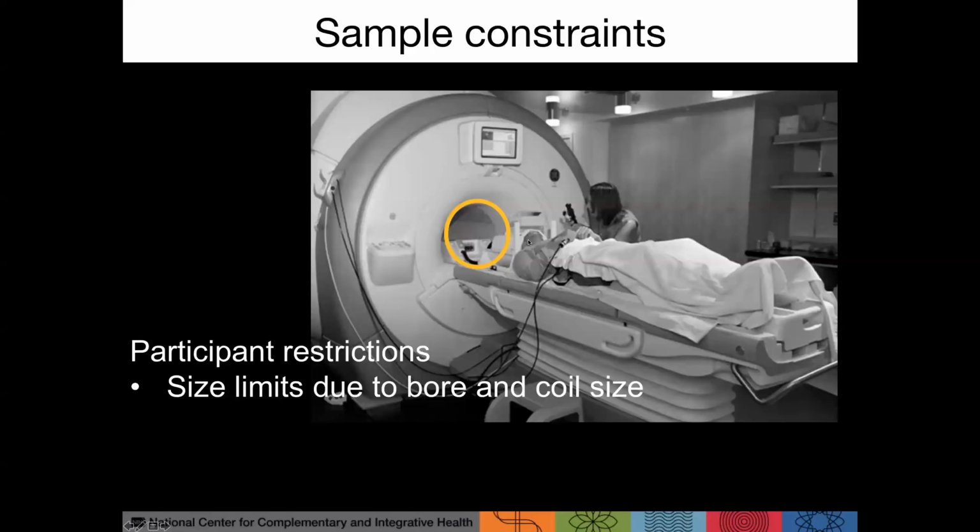And so we've had participants who don't fit in there. And with different types of patients, that can be an issue, talking to them about whether they're going to fit or not. And we know that individuals with obesity have higher rates of pain. So it may be difficult to even study those individuals using fMRI.